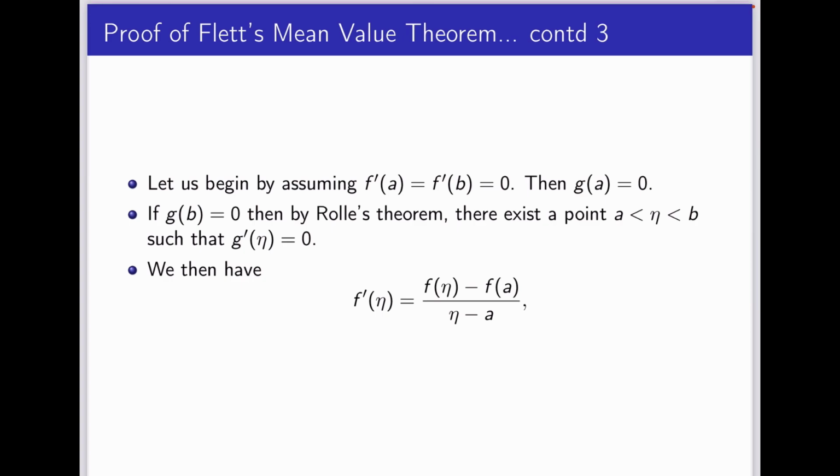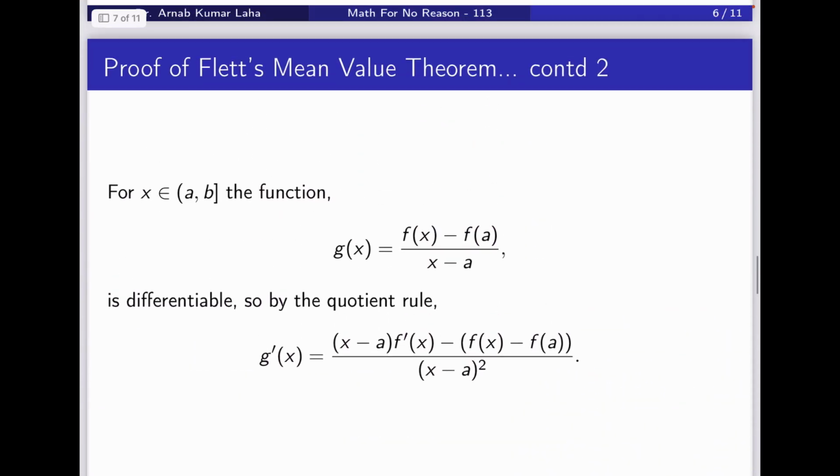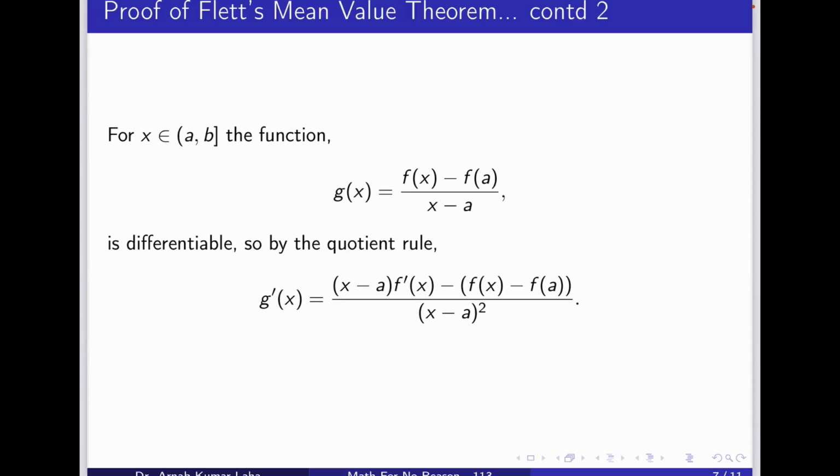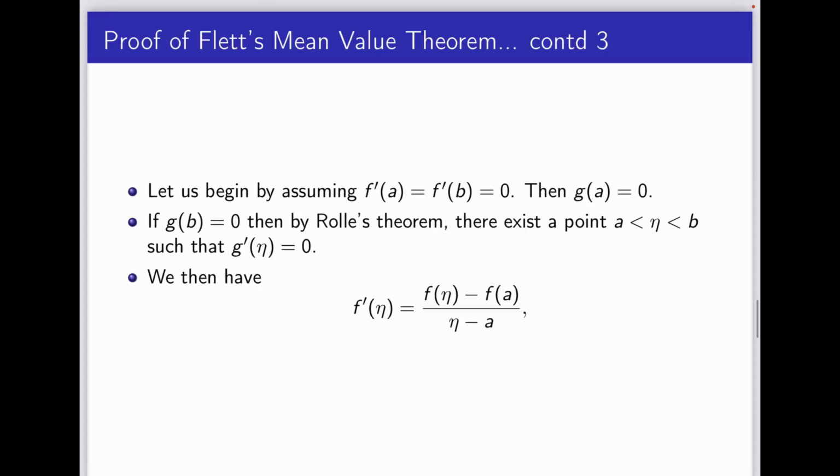Now, g prime eta equal to 0 would mean that here the numerator is 0. Rewriting that, we would get f prime eta is equal to (f(eta) minus f(a)) divided by (eta minus a), which is the claim of Flett's theorem. So if g(b) equal to 0, we have proved the claim. Now the question is, what if g(b) is not 0?